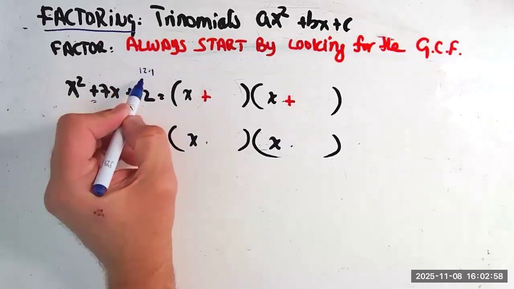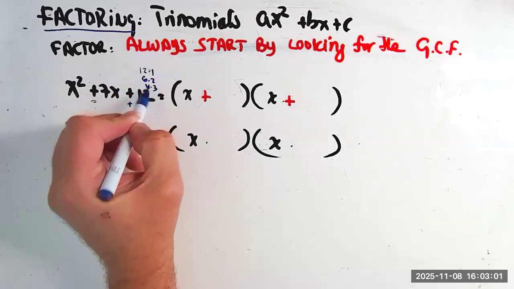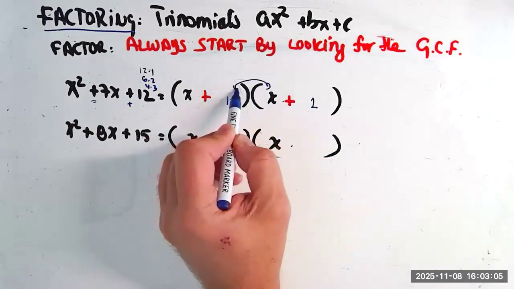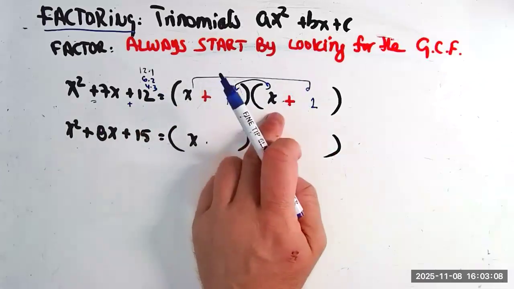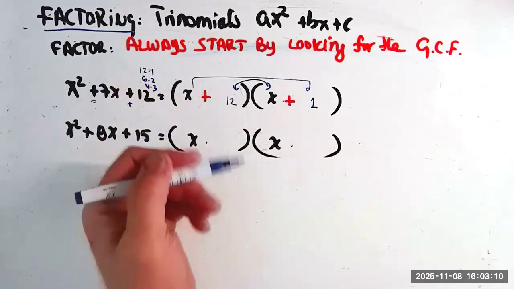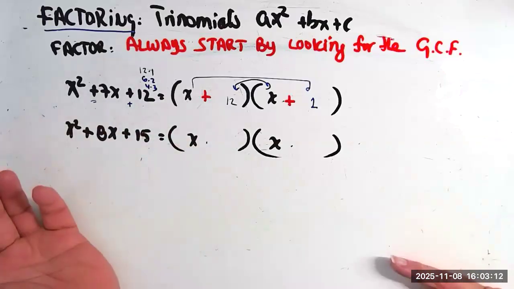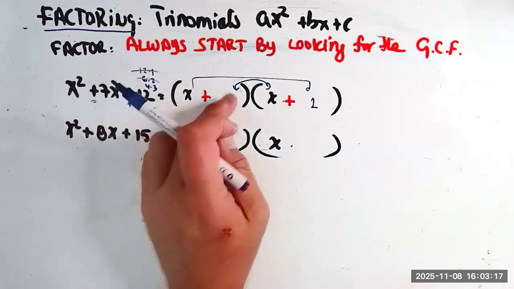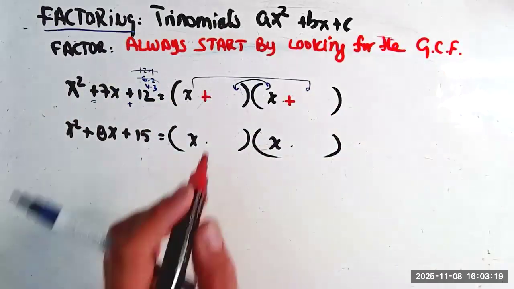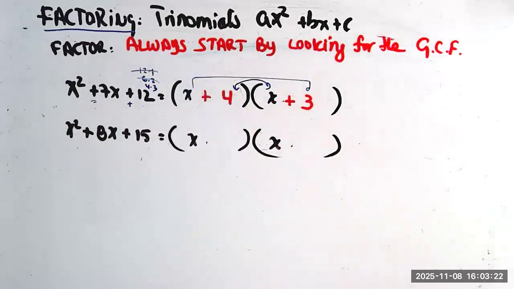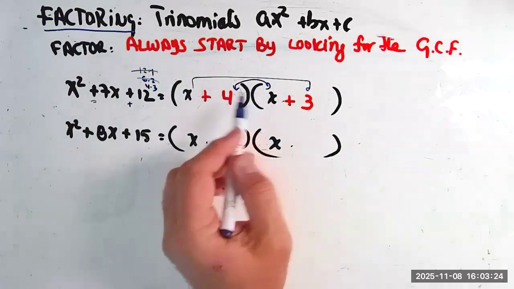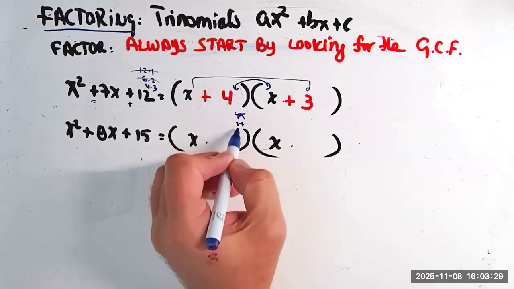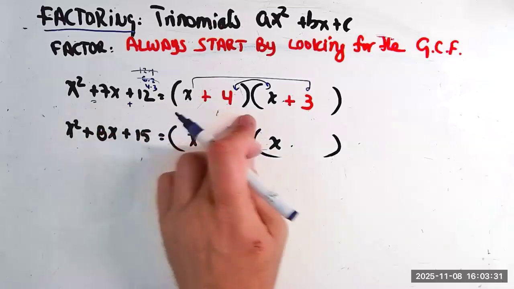Of course, we have 12 times 1, 6 times 2, 4 times 3. If I were to plug in 12 here and 1 here, when I distribute, I get 12 times x, 12x, 1 times x, 1x. When I add them, 12 plus 1, 13, which is not 7. So, of course, we can do the same thing for 6 times 2. So the candidate will be, of course, 4 times 3. 4 times x, that would be 4x. 3 times x, 3x. 3 plus 4, 7x.